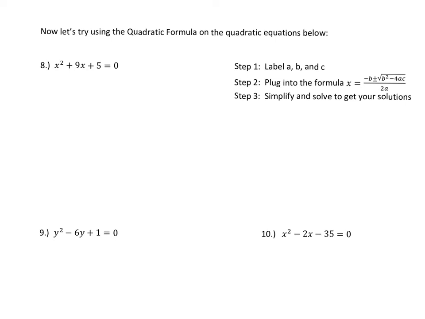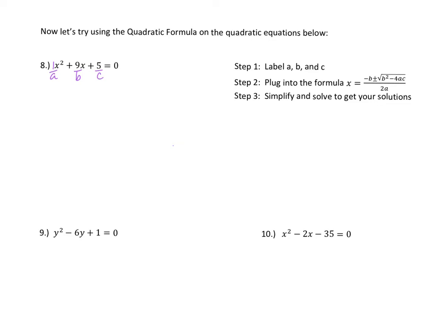Now, for this third page, I'm going to go ahead and try some of these examples with you with our steps. Don't worry, I have the steps labeled right next to here so we can go through them, starting off with labeling A, B, and C, plugging it into the formula, and simplifying to get your possible solutions. All right, so let's look at example 8. Let's start off labeling A, B, and C. My A value is 1, my B value is 9, my C value is 5, because they're all on the same side of the equal sign, looking good.